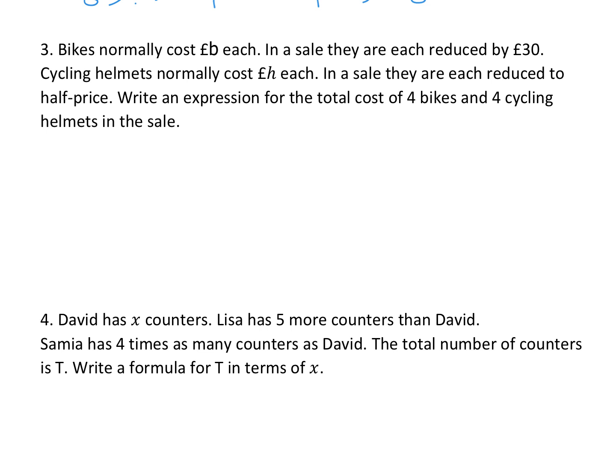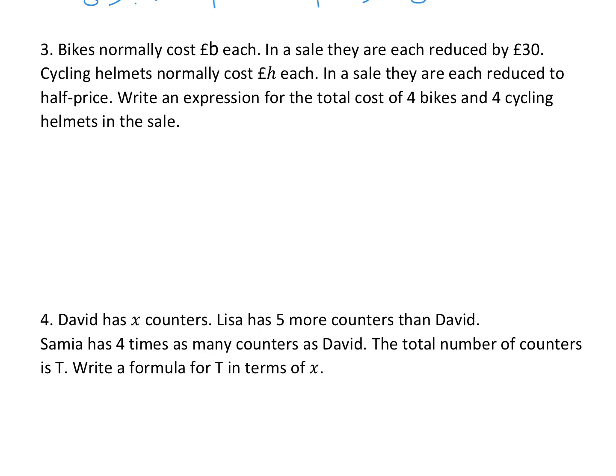Bikes normally cost £B each. In a sale, they are reduced by £30. Cycling helmets normally cost £8 each. In a sale, they are reduced to half price. Write an expression for the total cost of 4 bikes and 4 cycling helmets in the sale.